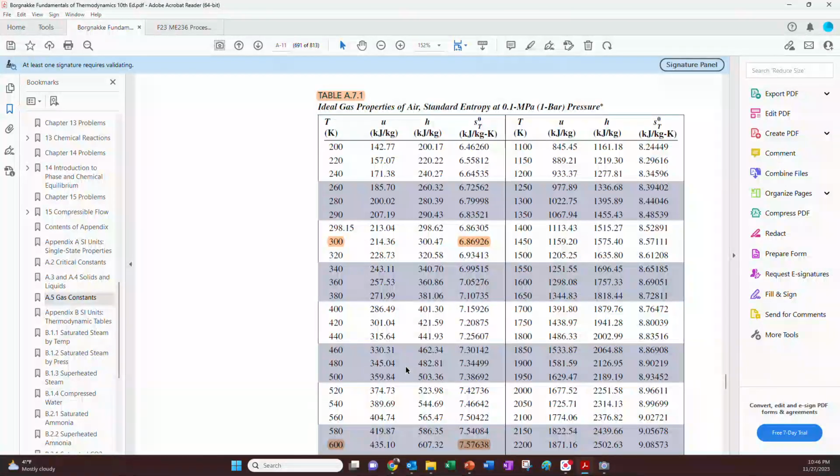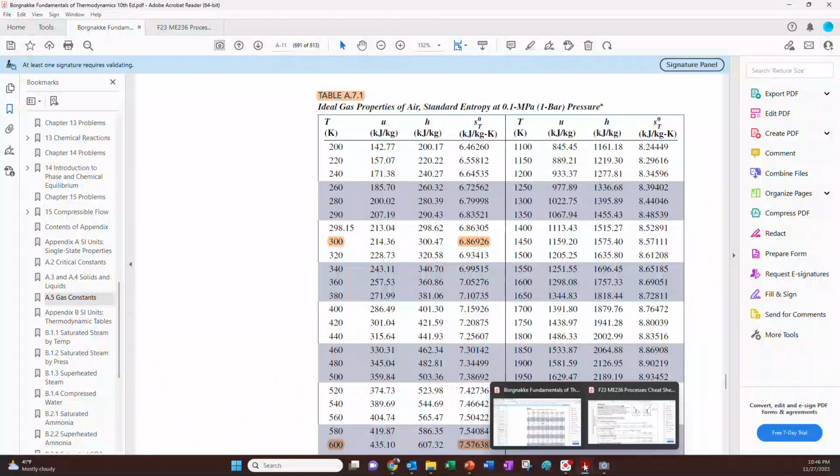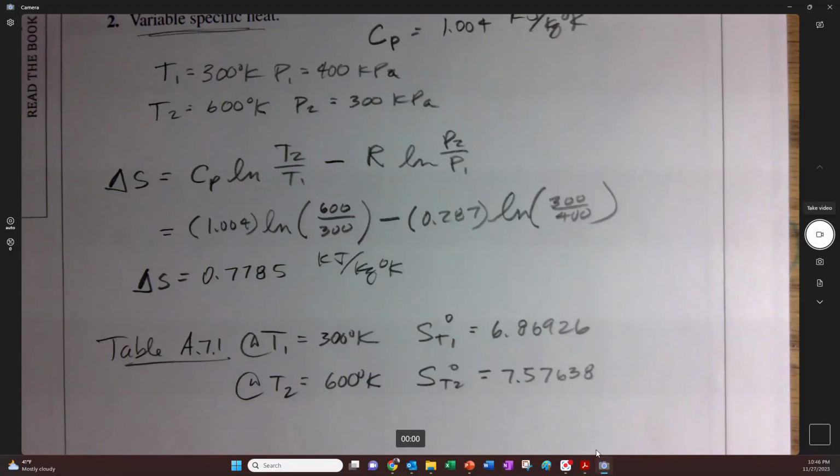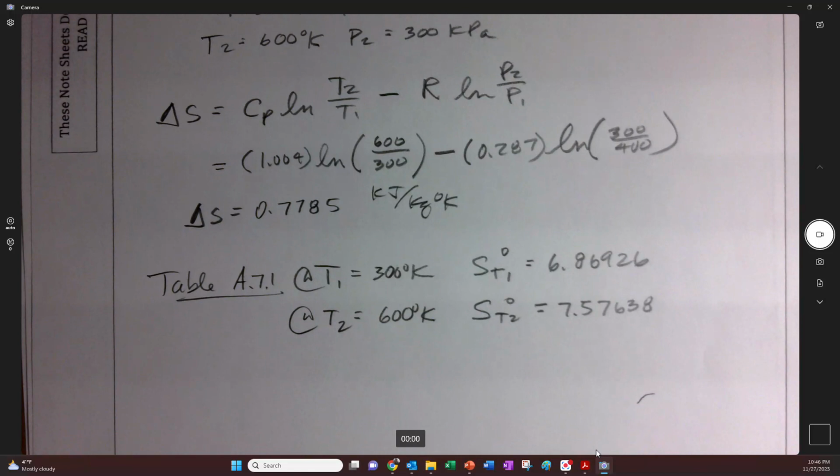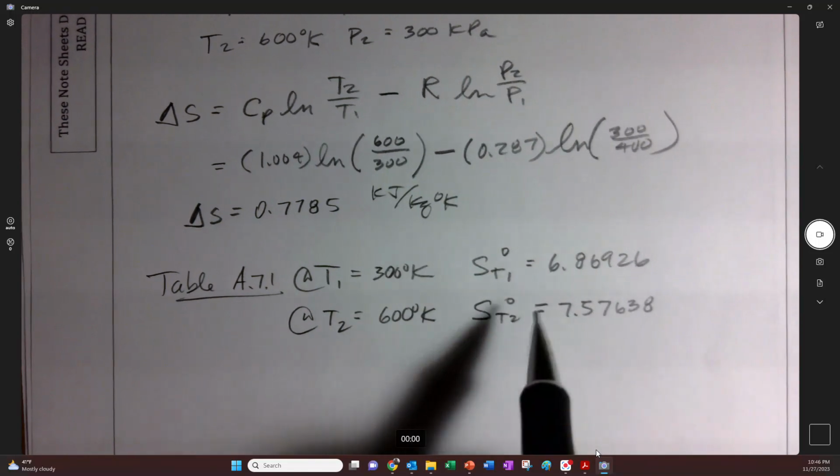T1 is 300 Kelvin, so ST1 is 6.86926. I'm not sure we need all of those sig figs, but I wrote them down anyway. Dropping sig figs is just going to make the number at the end not as reliable, because there's an approximation going on inherently, and it's not going to help it any.